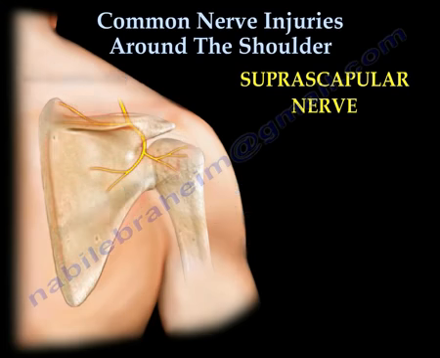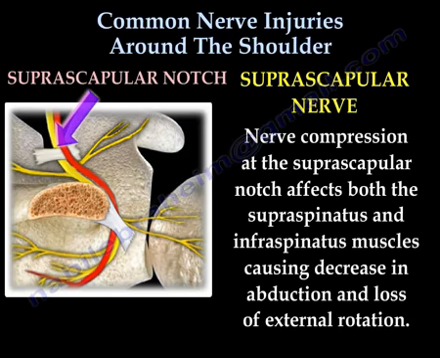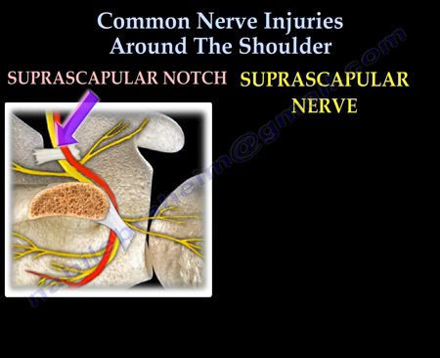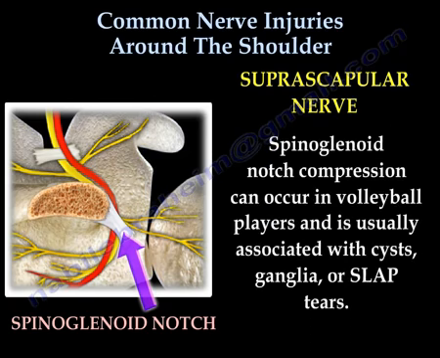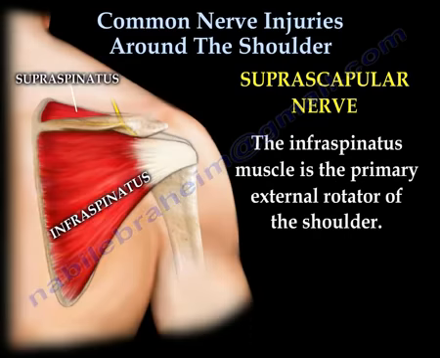Nerve compression at the suprascapular notch affects both supraspinatus and infraspinatus muscles, causing decrease in abduction and loss of external rotation. Nerve compression at the spinoglenoid notch affects only the infraspinatus, causing loss of external rotation. The spinoglenoid notch compression can occur in volleyball players and can be associated with cysts, with ganglia, or SLAP tears. The infraspinatus muscle is the primary external rotator of the shoulder.